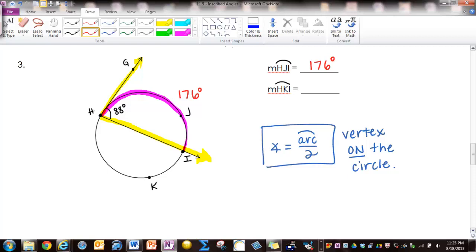The next arc they ask us to find is the measure of arc HKI, which I am now tracing in blue. Now the purple arc and the blue arc together make an entire circle. So if I want to find the measure of the blue arc, arc HKI, I'm going to be taking the entire circle, which is 360 degrees, and I'm going to subtract off the measure of the purple arc, which is 176 degrees. When I do that, I get 184 degrees as the measure of the blue arc, or the measure of arc HKI.